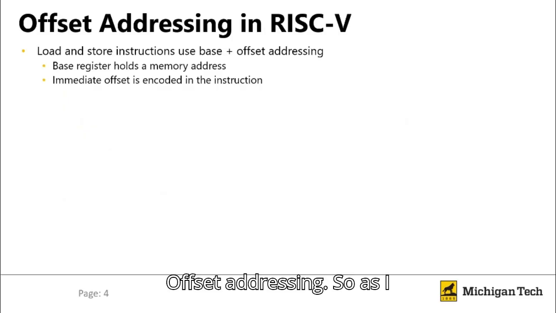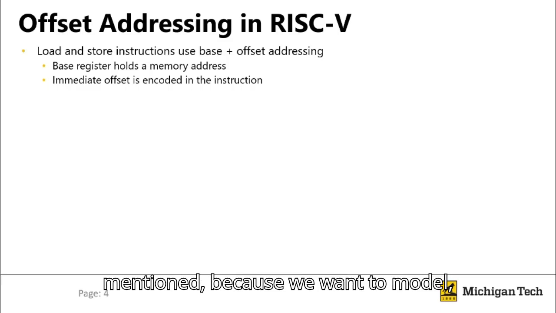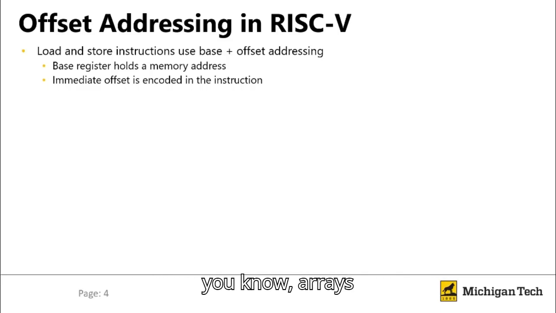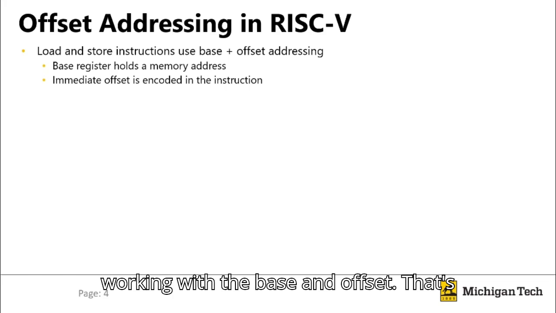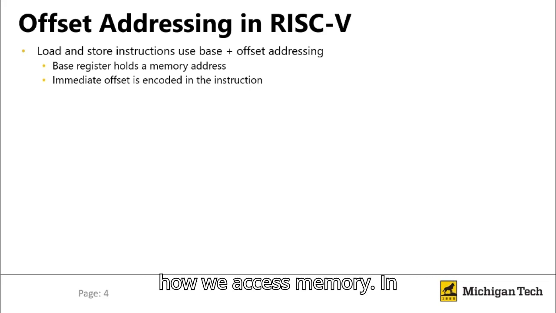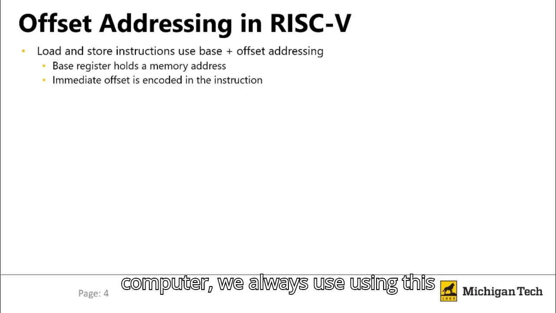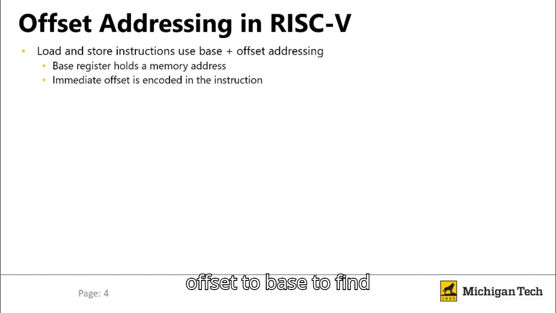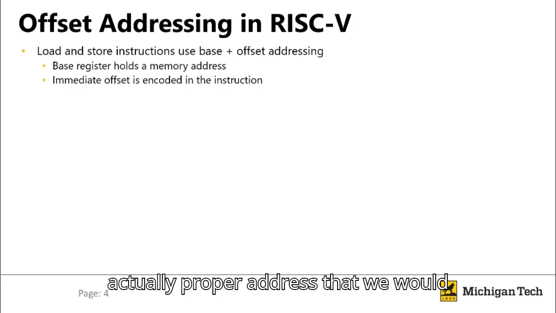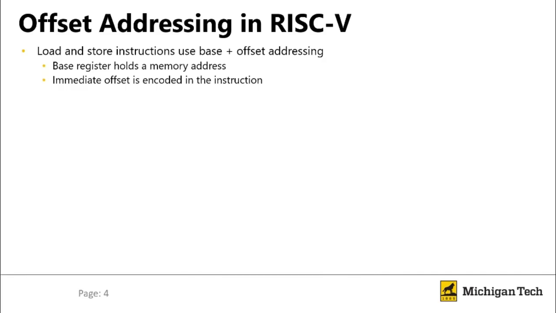Offset addressing. As I mentioned, because we want to model arrays and vectors in computers, we're always working with the base and offset. That's how we access memory. In a computer, we always use this method. Always have a base and offset. And we add the offset to the base to find the actual proper address that we will need to work on. Okay?